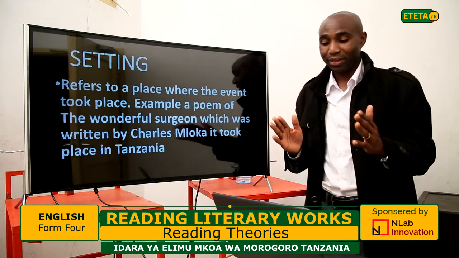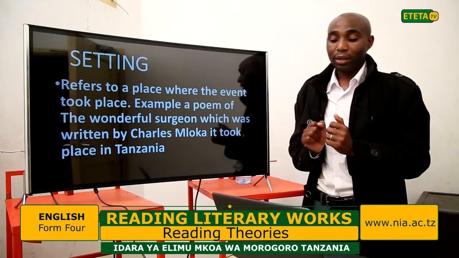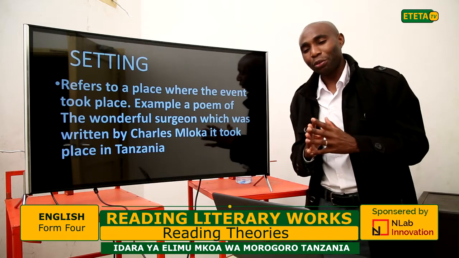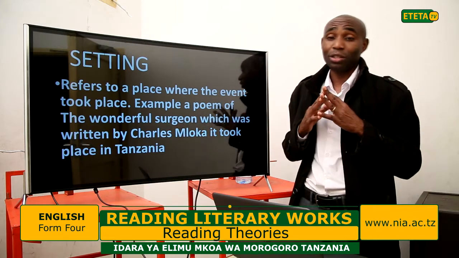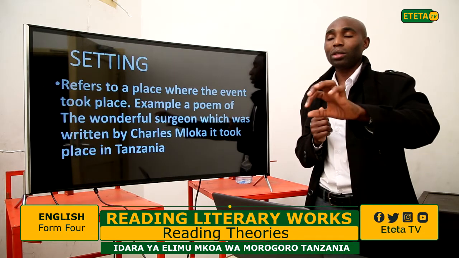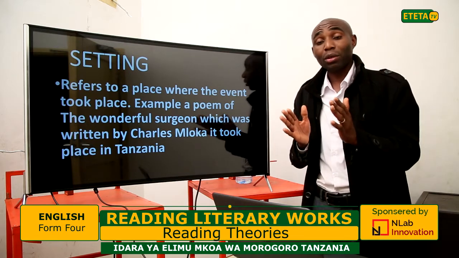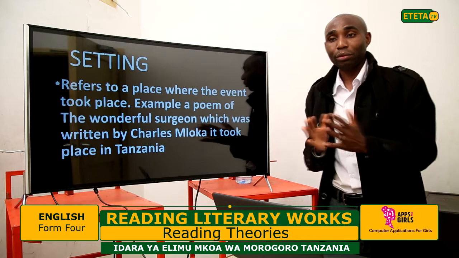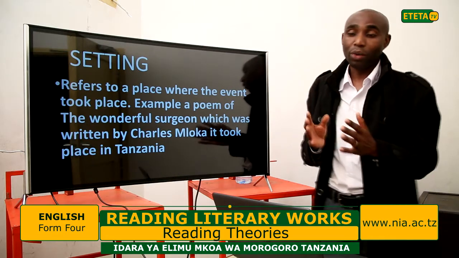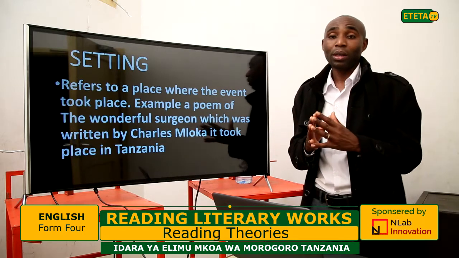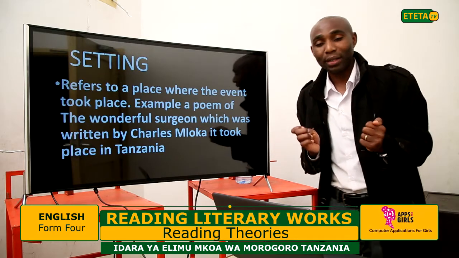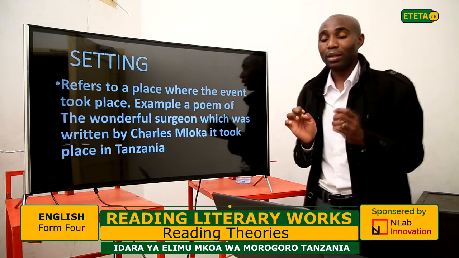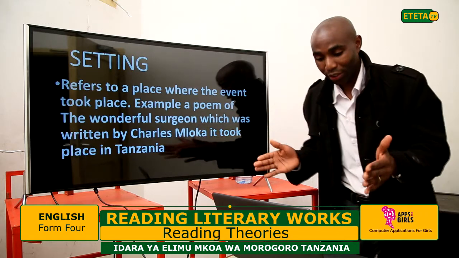Now let us go to see the issue of setting. Dear brothers and sisters, this is how we enjoy our literature. Setting refers to the place where a book was set. For example, take the poem The Wonderful Surgeon by Charles Mloka of Tanzania. It was set in Arusha, Tanzania, for the purpose of sending information to the majority about the spread of HIV within Tanzania and outside of Tanzania. Maybe once you study a book that was also made in Tanzania too. Or once you study The Beautyful Ones Are Not Yet Born, written by Ayi Kwei Armah, it was set in Ghana. In another way, once you study A Man of the People, written by Chinua Achebe in Nigeria, it shows a place or a setting where the book was set.